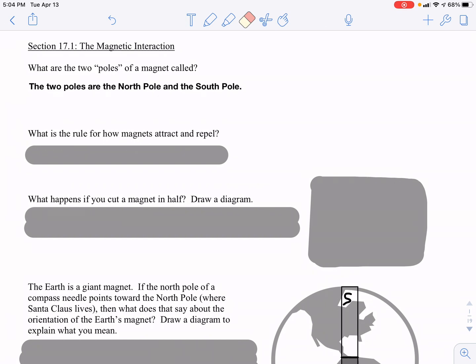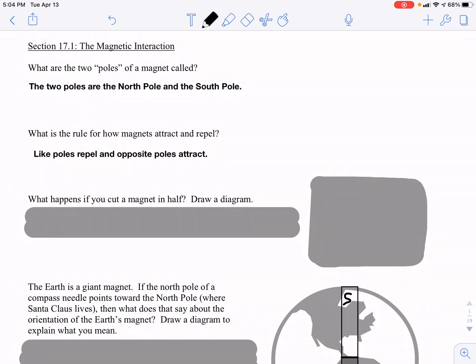What is the rule for how magnets attract and repel? Like poles repel and opposite poles attract. It is very analogous to opposite charges attract and like charges repel.